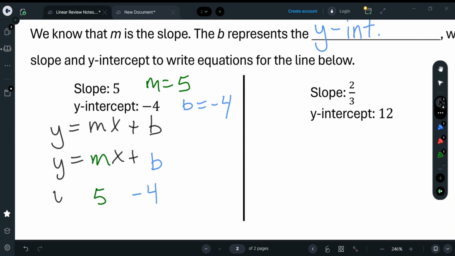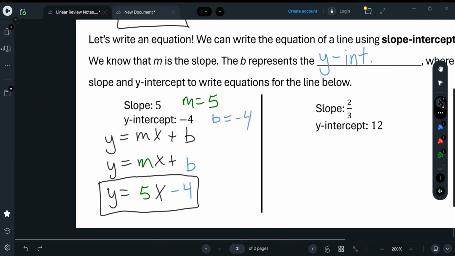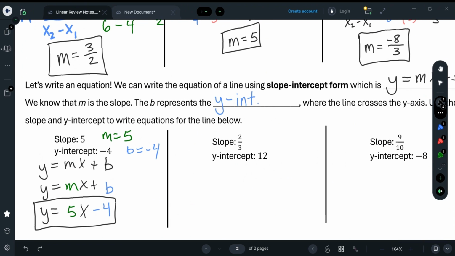This is what we get here. y equals 5x, and here this is plus negative 4, but plus negative 4 is the same thing as minus 4, so we can leave it just like that. This is our answer. This is the equation of the line that has a slope of 5 and has a y-intercept of negative 4. There it is. So what I want you to do, copy the same process, repeat the same process, do these last two examples. So pause the video, do those, then you can come back, check the answers, and then we'll be done with this first set of notes here.